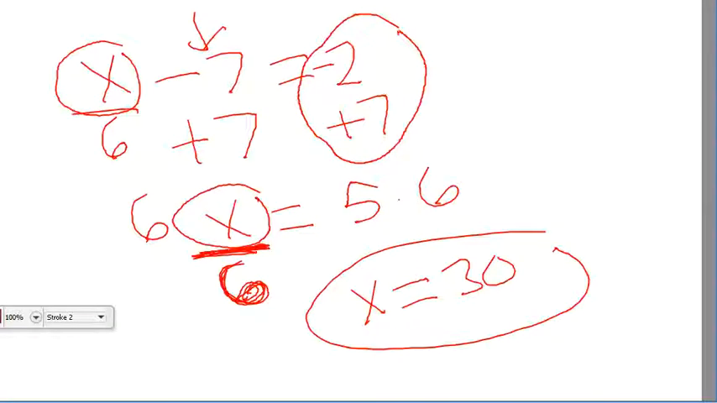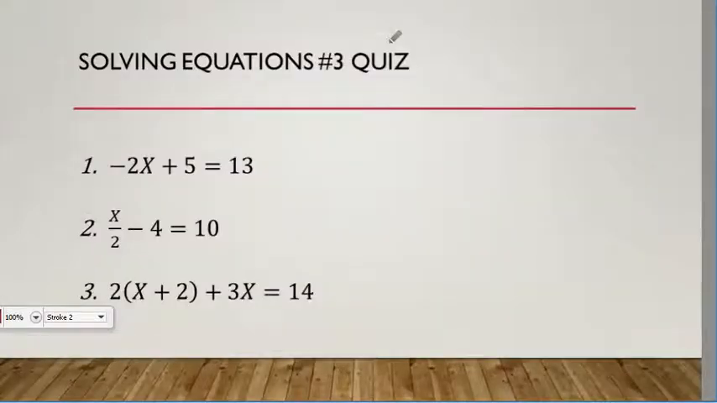Okay, so let's go ahead and look at your quiz. For your first quiz question, you have negative 2 times x plus 5 equals 13. For your second quiz question, you have x divided by 2 minus 4 equals 10. And for your third quiz question, you have 2 times x plus 2 plus 3x equals 14. I am going to give you a practice one that looks like each of these. I want you to try the practice one on your own, and then you'll know if you're ready for your quiz or not.